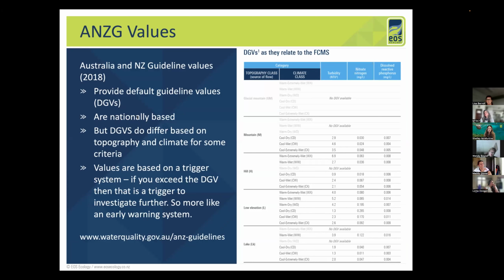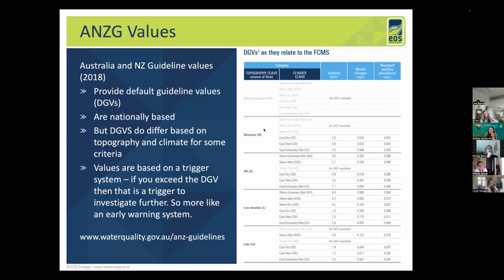So the graph on the right-hand side will look familiar to some of you. This is taken out of the little DGV brochure handout that we did that goes along with the Focus Catch and Map series. And that just shows you how the trigger value, or the default guideline value, actually changes based on what the topography and the climate class is.